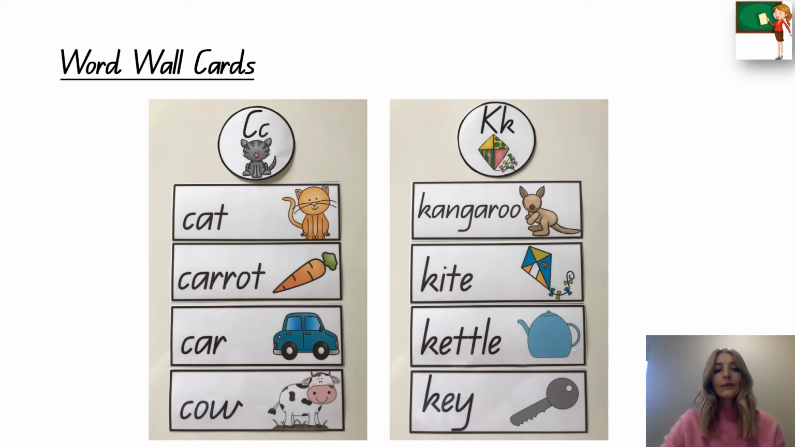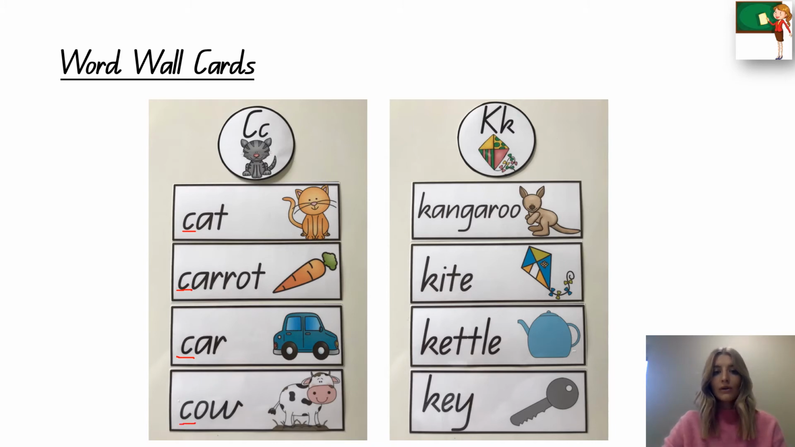Let's start with the letter C words. The first word I've got is cat, and the first sound in that word is a k, and that one is a letter C word. The next word I've got is carrot, and the first sound in that word is k, and that's using a C. The next one is car, and the first sound is k in the word, and that's a letter C. And last one for letter C words is cow, and that's using a letter C.